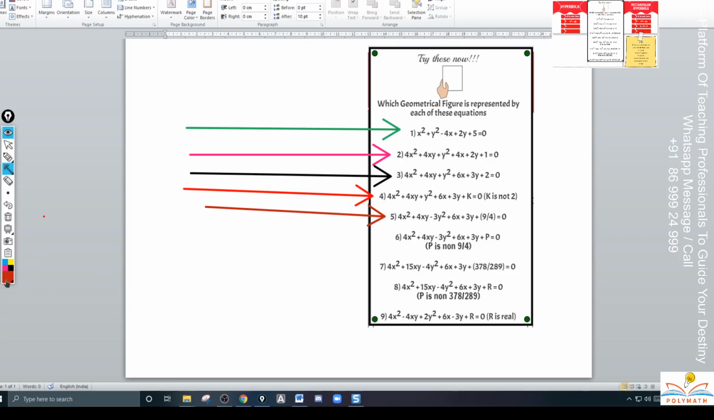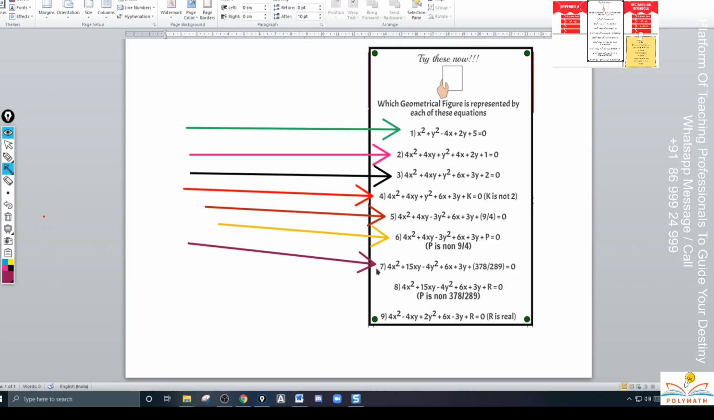Now, if you observe the next part, I carried the same equation: 4x square plus 4xy minus 3y square plus 6x plus 3y plus p, and I said p is not 9 by 4. If p is 9 by 4, your d becomes 0, but for any p not equal to 9 by 4, this determinant will not be 0. D not equal to 0. And what is h square here? 4. And what is ab here? Minus 12. So h square is greater than ab, d not equal to 0. It becomes a hyperbola. Like that, I formed it.